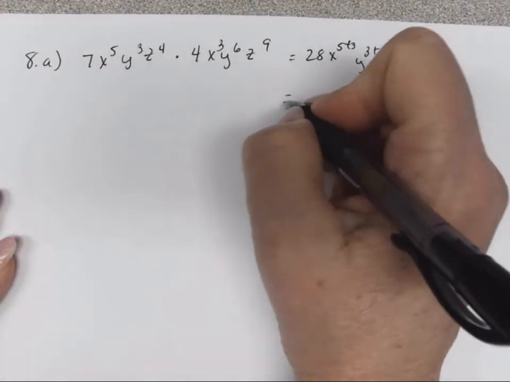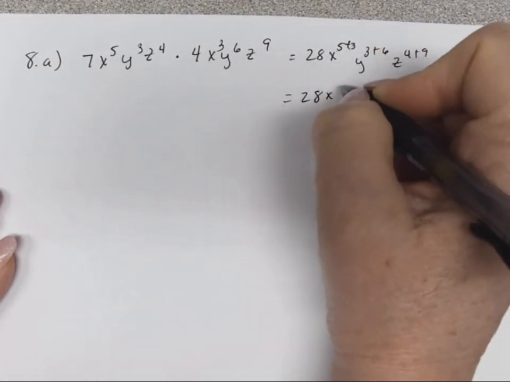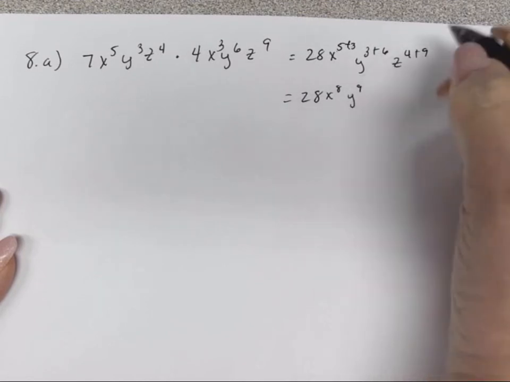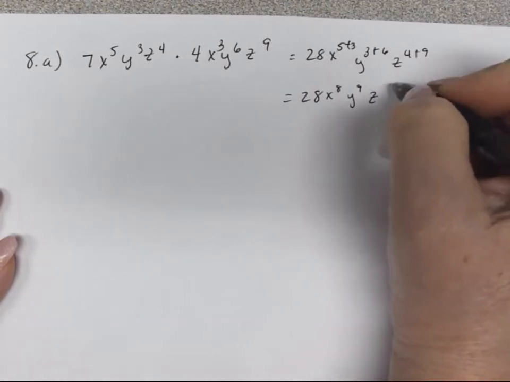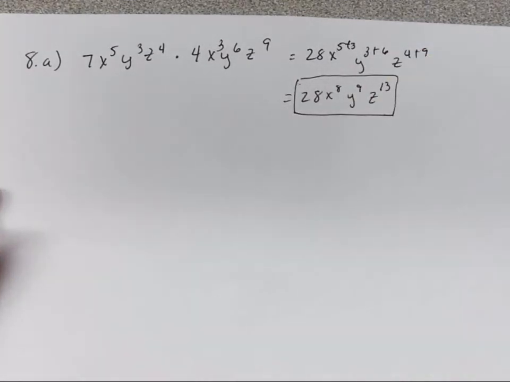All right, so this will get us 28. X to the 5 plus 3 would get us 8. Y to the 3 plus 6 will get us y to the 9. And z to the 4 plus 9 would get us 13. And that would be your final answer.